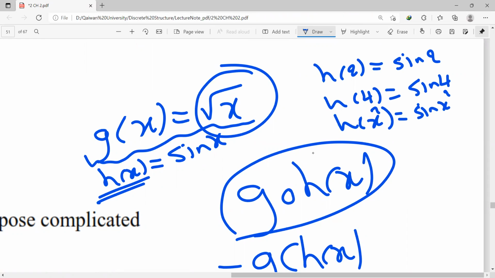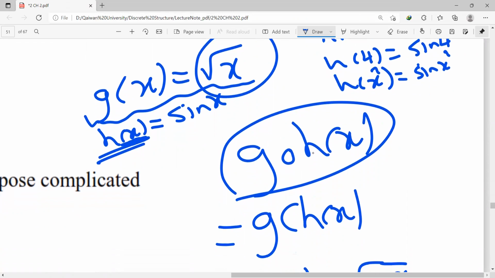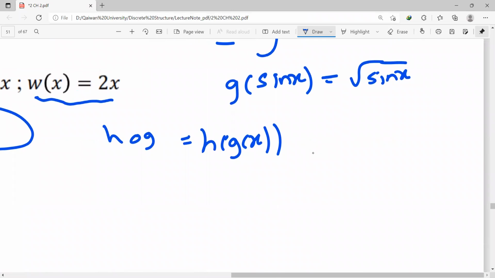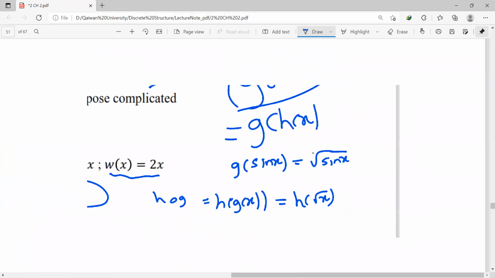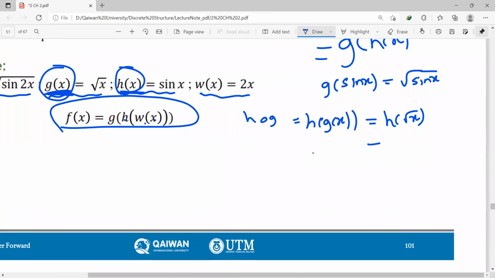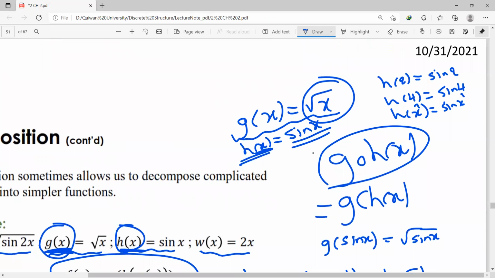We just replace X by the term which is written here. And here we have H of G of X. What's G of X? It's the square root of X. We get H of square root of X. And H is sin X, so we get sin square root of X. We just replace X by square root of X in the function H. Okay.